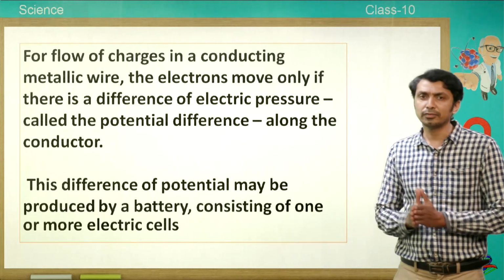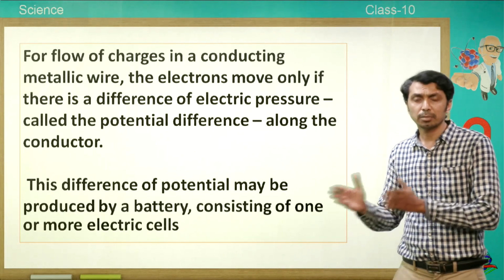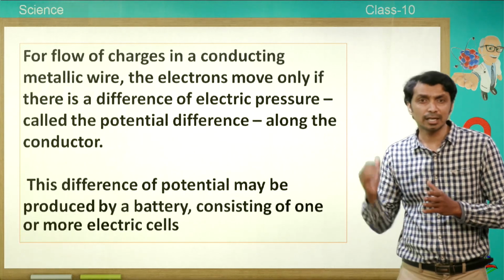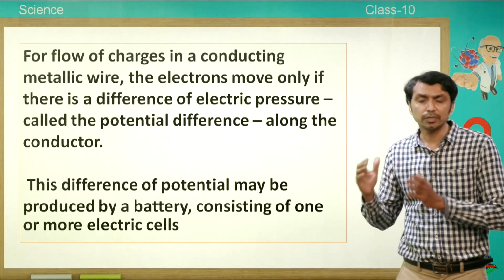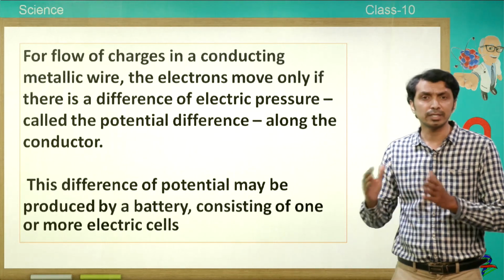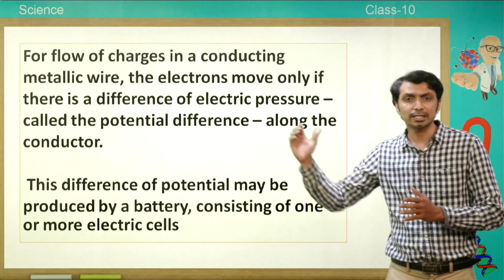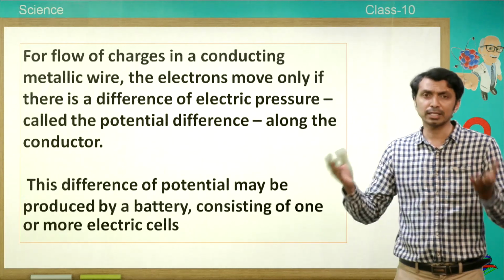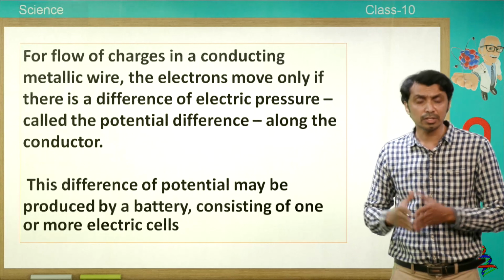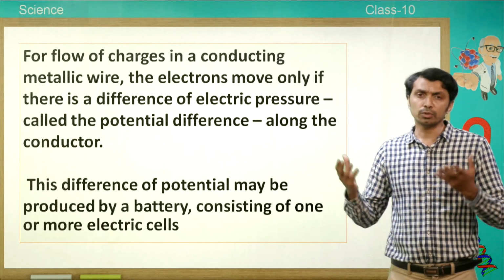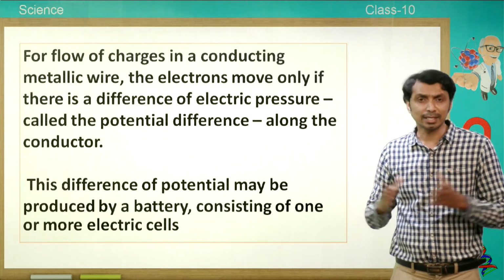Whenever a difference in electric potential is provided to a conductor, then the charges in the conductor start moving. Unless we give this sort of difference in pressure of electric charges, the charges in the conductor don't move, because in a conductor there are many free electrons already. If you take a wire, there are many free electrons. But why do they not move in one particular direction?